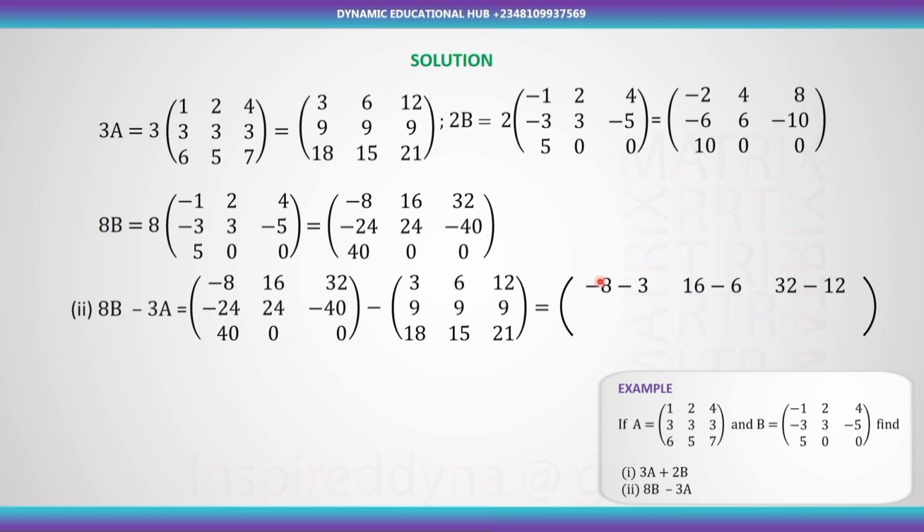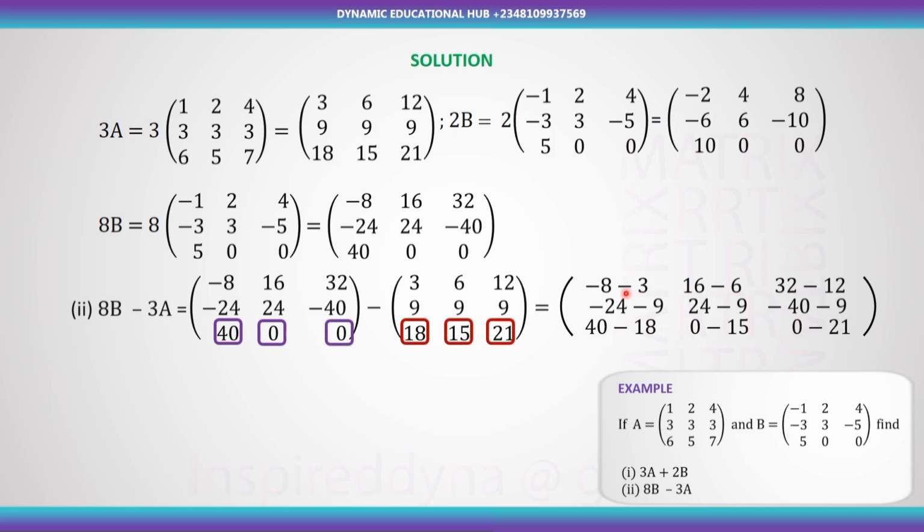Now the next one is minus 24 minus 9, 24 minus 9, and minus 40 minus 9. Lastly, to the final row, we have 40 minus 18 here, 0 minus 15 here, and 0 minus 21.